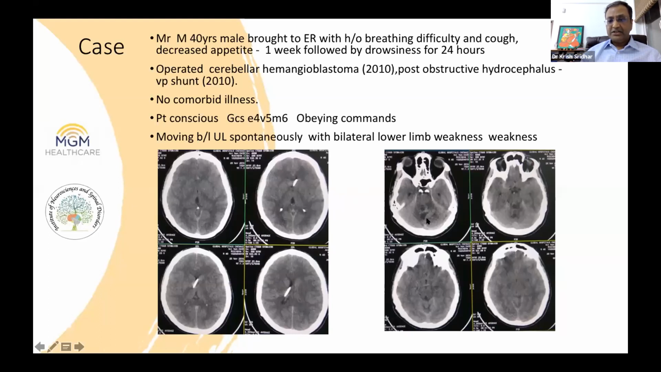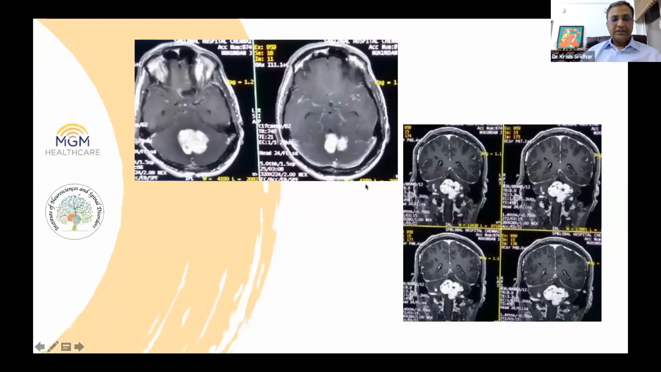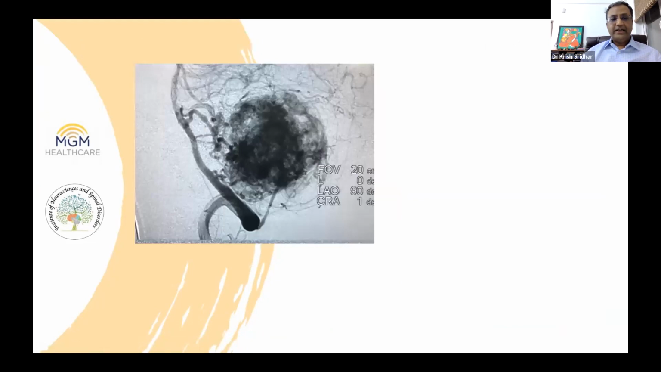You can see that the shunt was working very well, maybe just too well. And there was a lesion seen in the CT scan in the midline. So this was a large cerebellar solid hemangioblastoma seen in the region of the vermis. It was quite a large lesion. So we thought we will do a DSA, and this was the DSA done, which showed feeders from the PICA, the ICA, and some peripheral branches of the superior cerebellar artery as well.